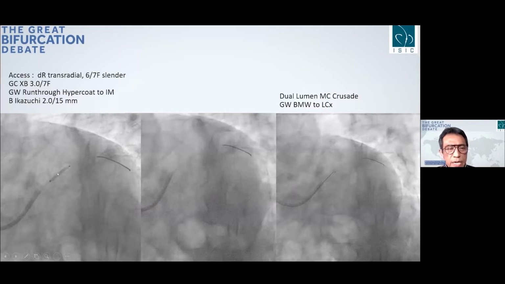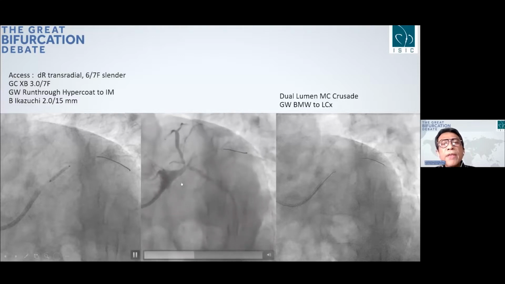So what we can do is just balloon this ramus. I did this from the distal right transradial access with a slender technique using an XP 3.5 guiding catheter, 7 French. It's very nice, even using a transradial, but it feels like femoral. It's the future, of course. I do believe that distal right or left transradial will become the default access.